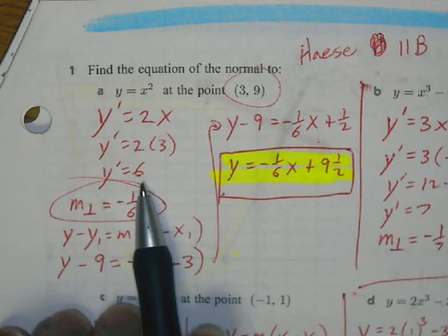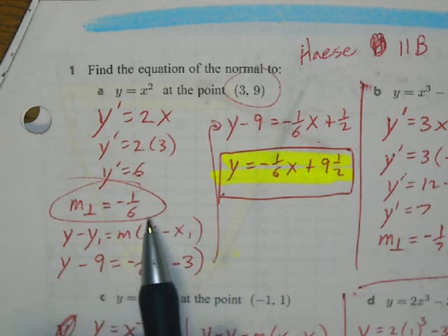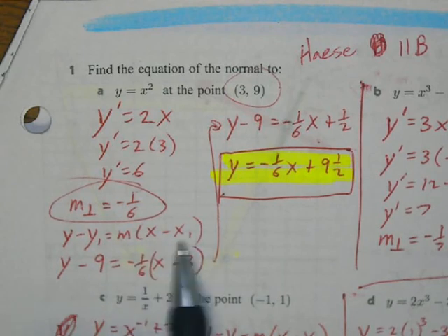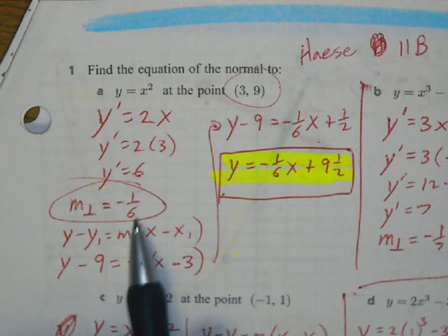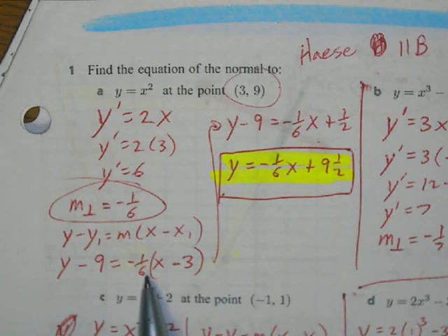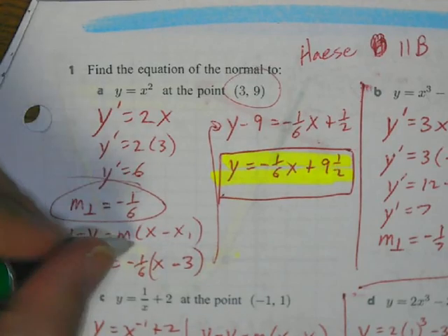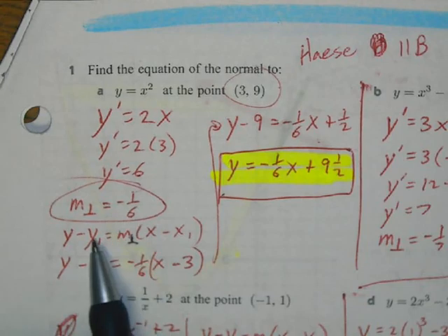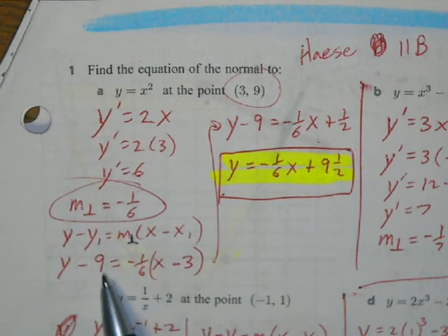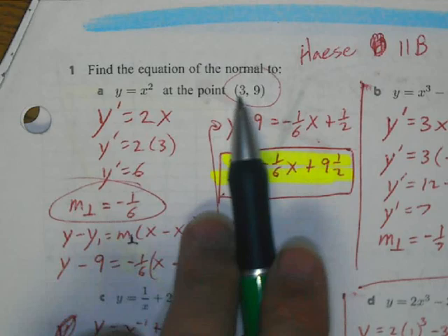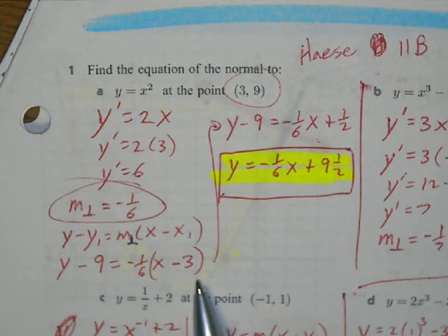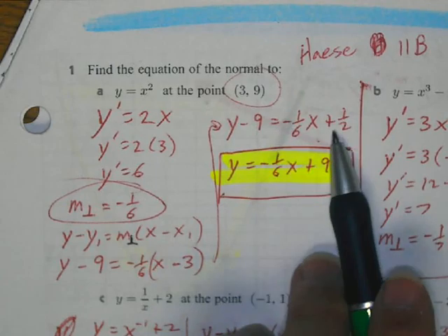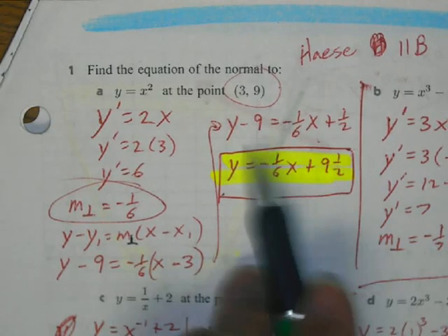So my normal perpendicular slope is going to be negative 1/6, and now I'm going to use my equation of a line. I'm going to replace m with negative 1/6, y1 with 9, and x1 with 3. Then I can do distributive property with the 1/6 like I did here, and then I add 9 on both sides.